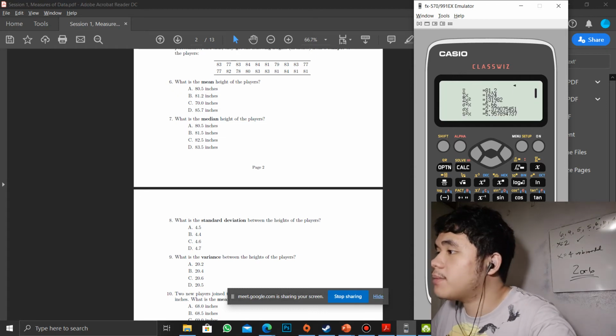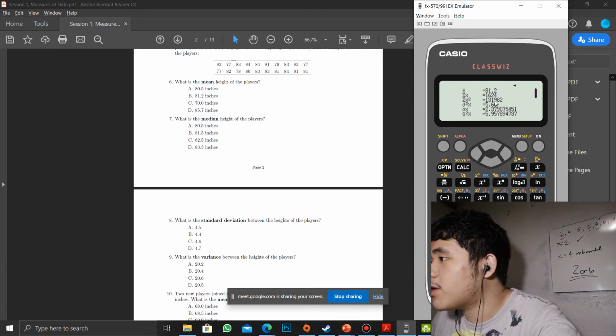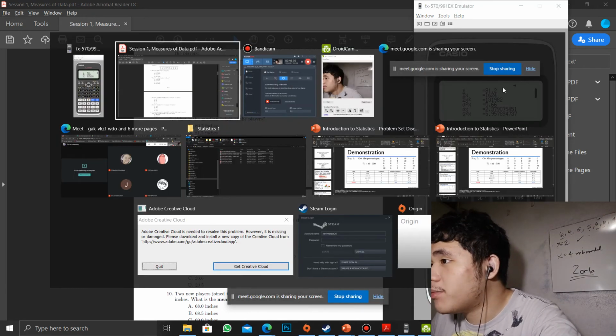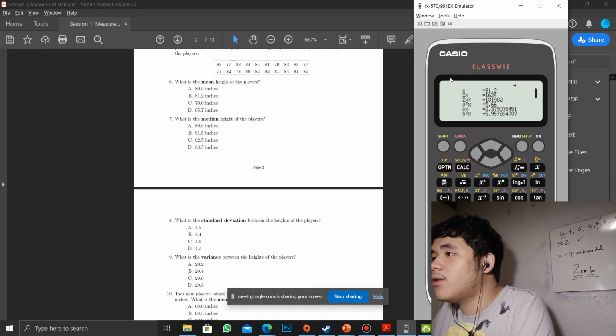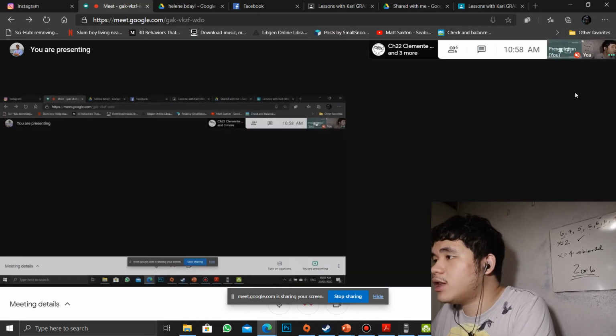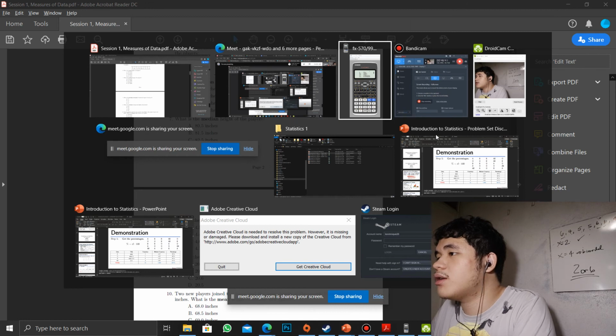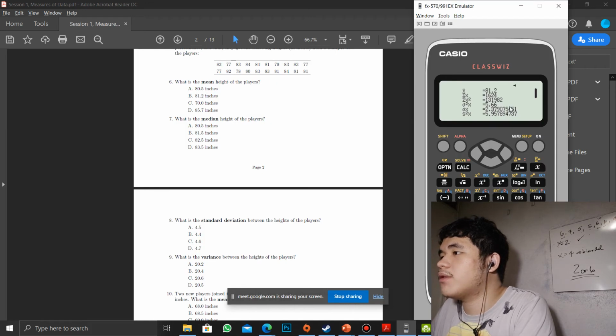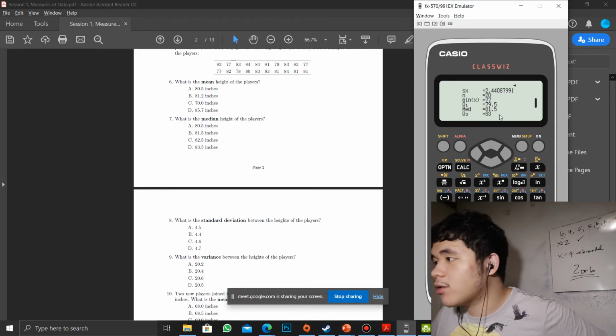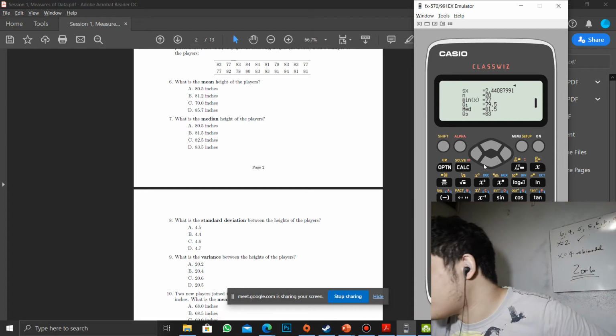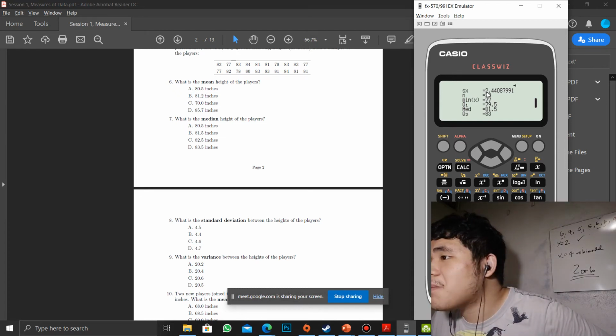Option, one variable calc. Mean height, 81.2. Just look at the calculator I have sa screen. 81.2 yung mean. Median is 81.5. Okay, sample kasi sabi ko sample, di ba? Sample standard deviation, 2.44. 2.44 squared kasi kailangan ko yung variance.